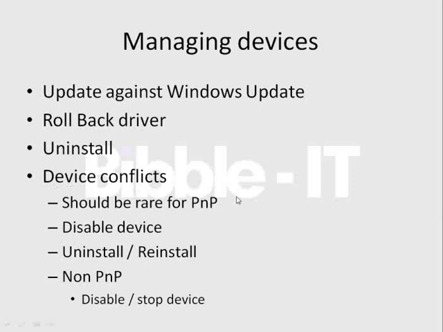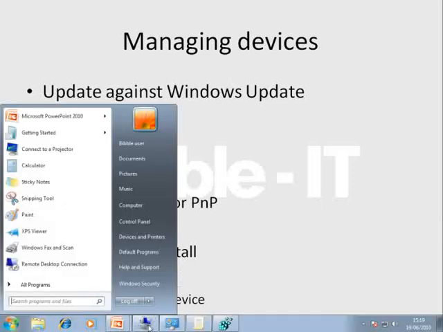Speaking of device conflicts, they should be fairly rare for plug-and-play devices these days. I mean, fair enough, when plug-and-play was new, there were quite a lot of issues with it. But nowadays, everything should be reasonably stable and play quite nicely together. If you do have any issues with plug-and-play devices, you'll want to disable the device or uninstall it and then allow Windows to reinstall it. If they're non-plug-and-play devices, we might need to force disabling the device or stopping it while we try and work out what's causing the issue, and then we can try and re-enable it again. So all of these things are done through Device Manager again.